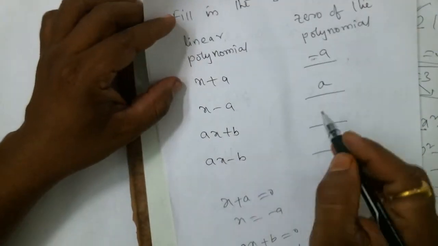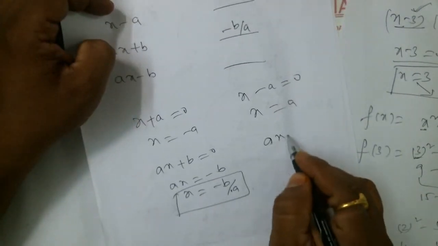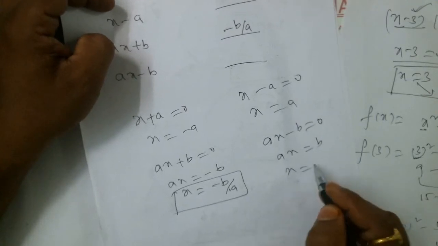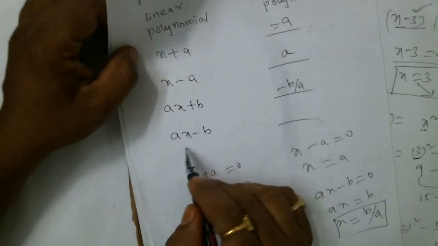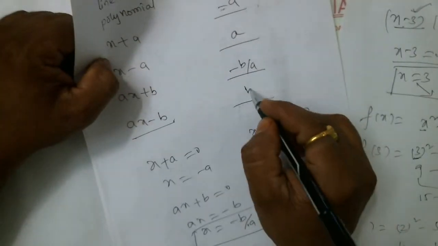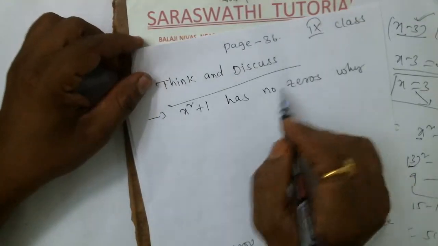So what is the answer here? Minus b by a is a zero of a polynomial. Next, ax minus b is equal to 0, then ax is equal to b, then x is equal to b by a. The given polynomial is ax minus b. What is the zero of the polynomial? b by a. Next question. Think and discuss.